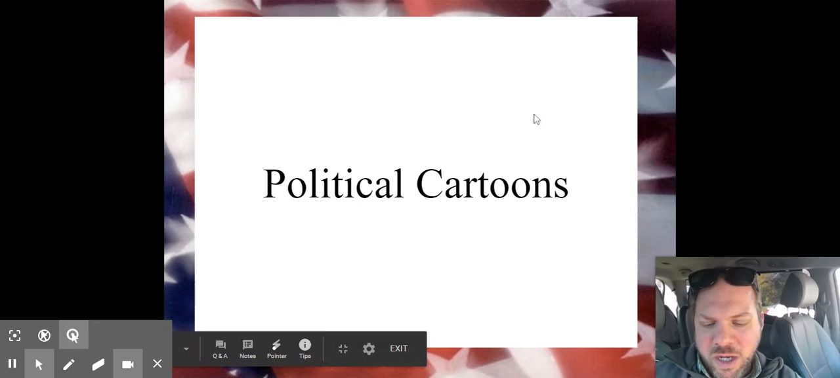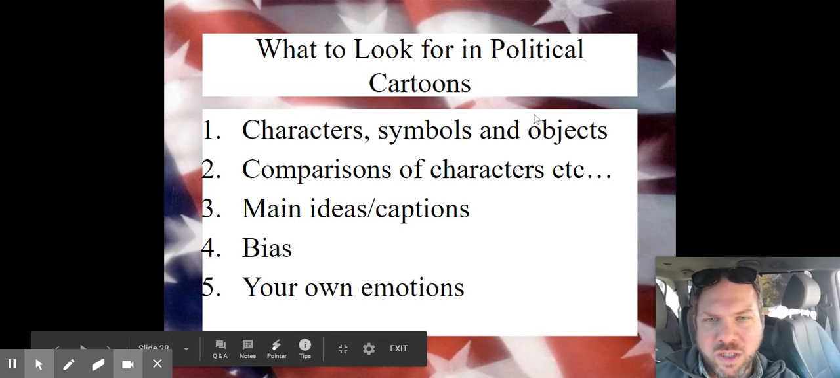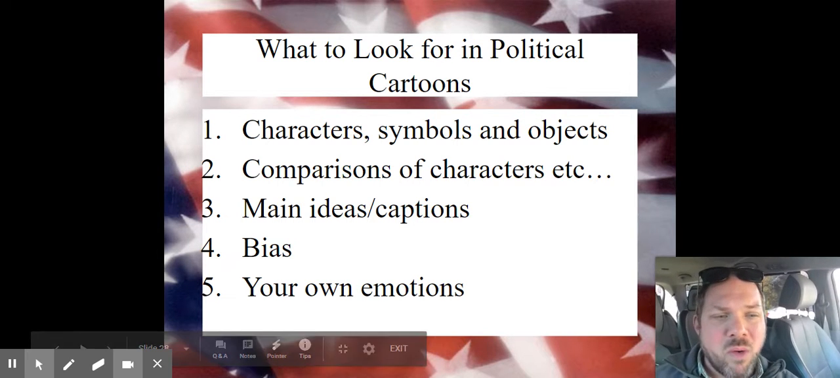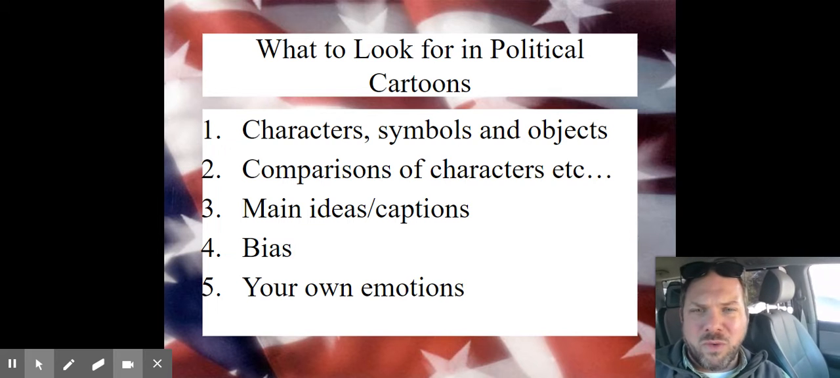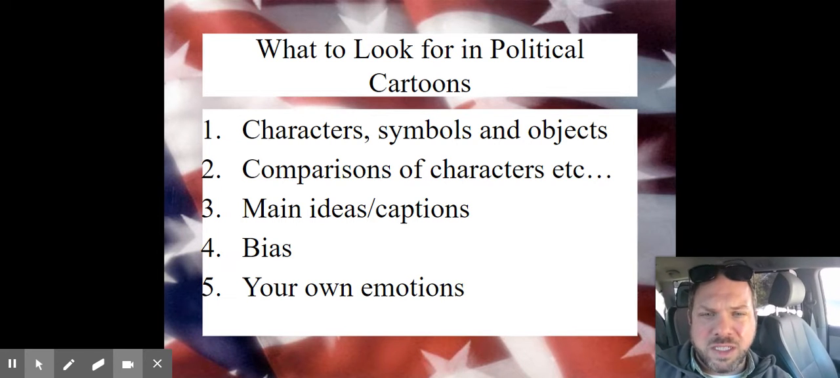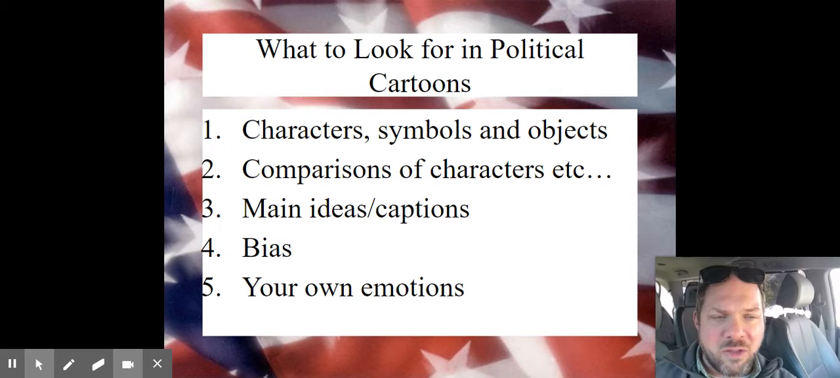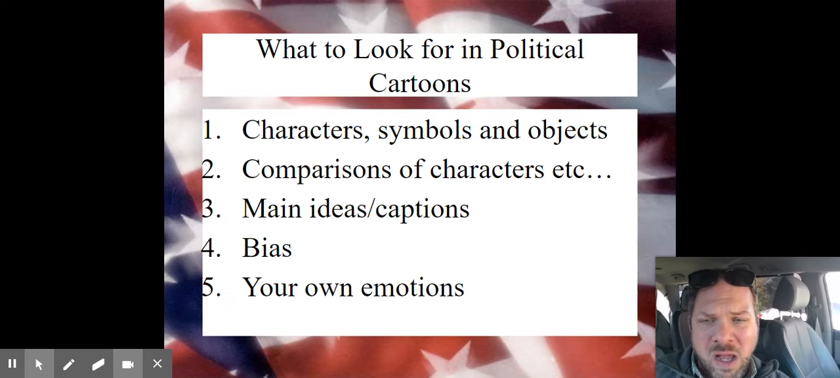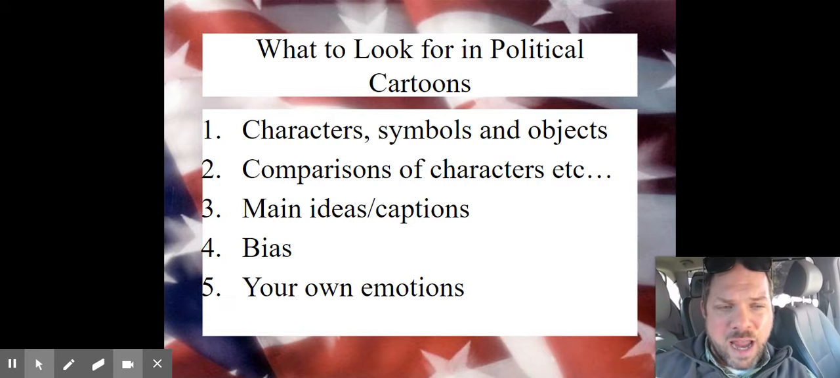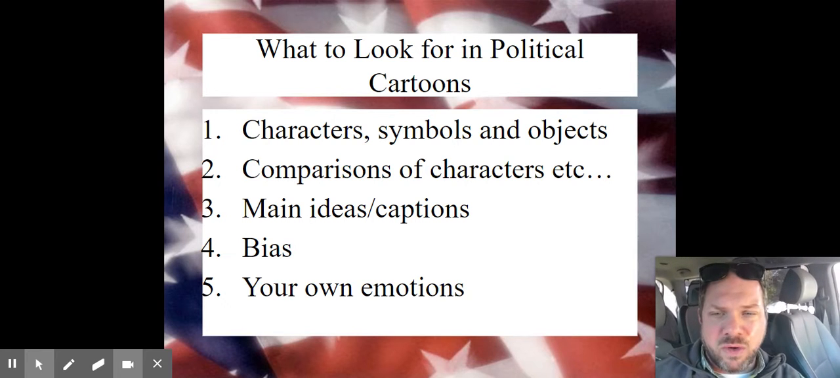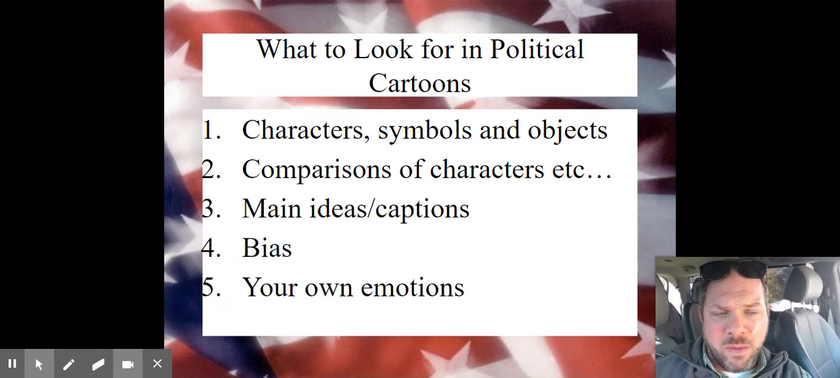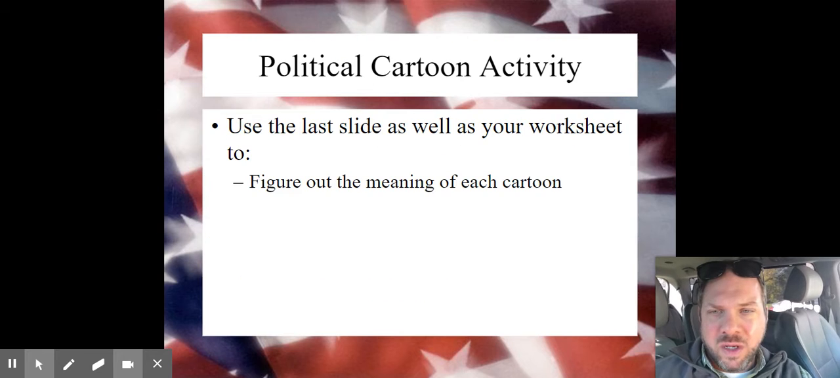All right, so for our first political cartoon, when we go over our political cartoons, what I want us to look for are the character symbols and objects, compare the characters and how they're drawn, trying to look for emotion in the drawings. What are the main ideas, words, or captions used within the political cartoon? What might be the bias, and how does it make you feel? What are your emotions? Okay, so those are the 5 questions we're going to answer.